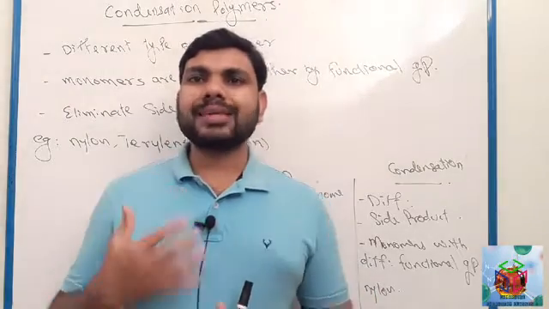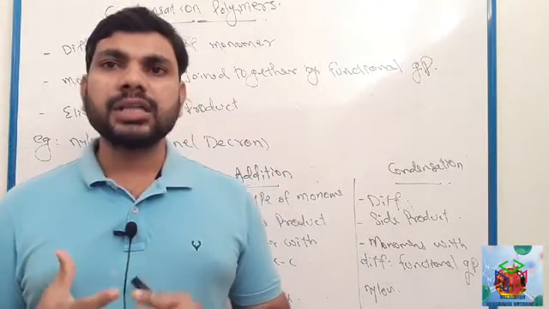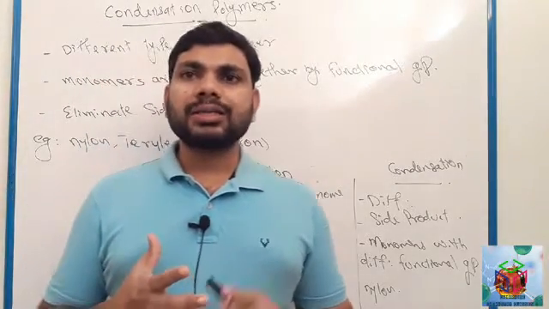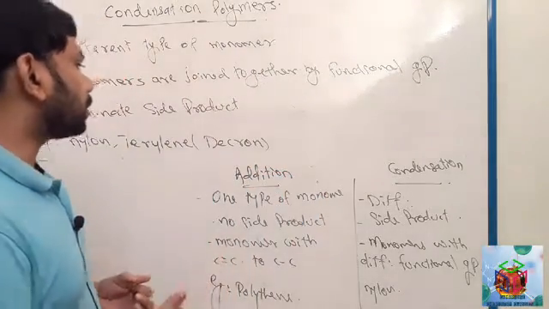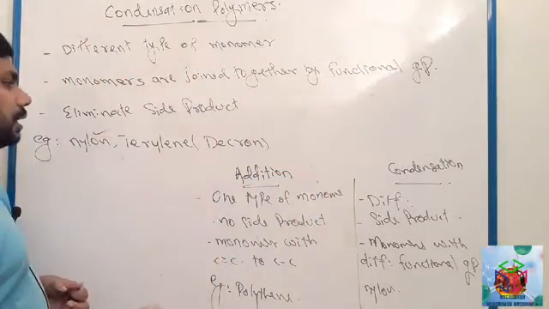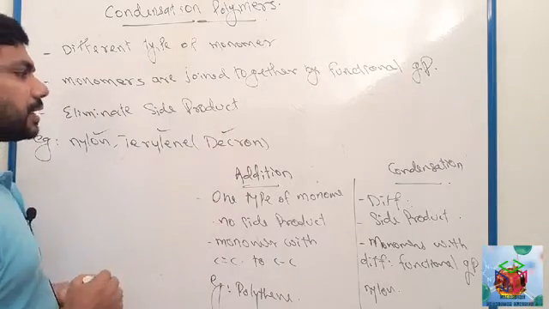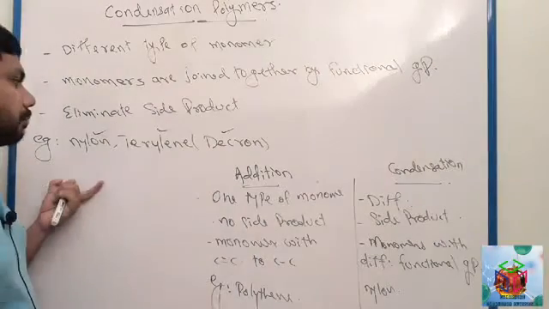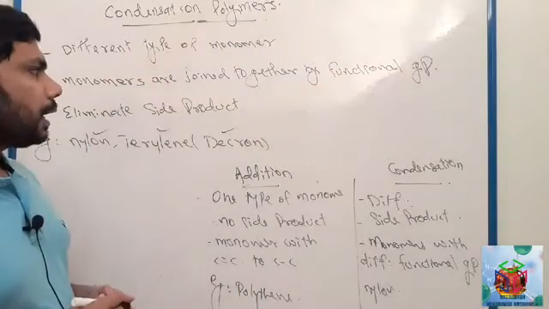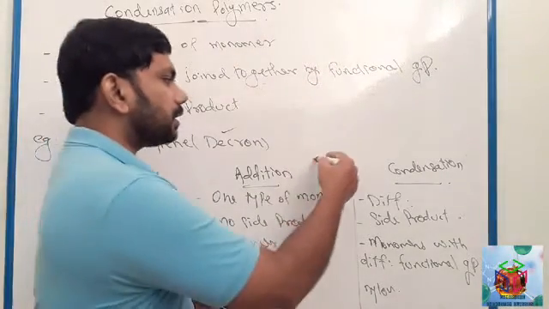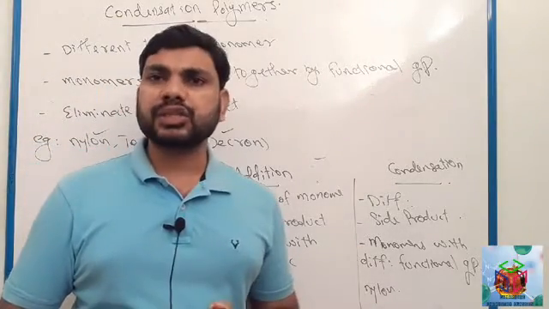Examples for condensation polymers: nylon, Dacron or terylene. Another name of terylene is Dacron. These are examples for condensation polymers. Next, we have to understand the difference between addition polymers and condensation polymers.